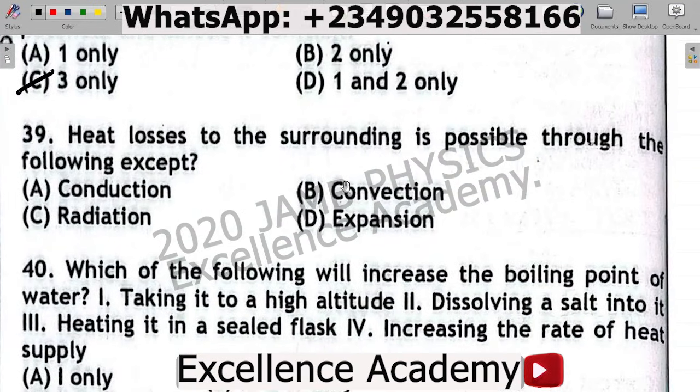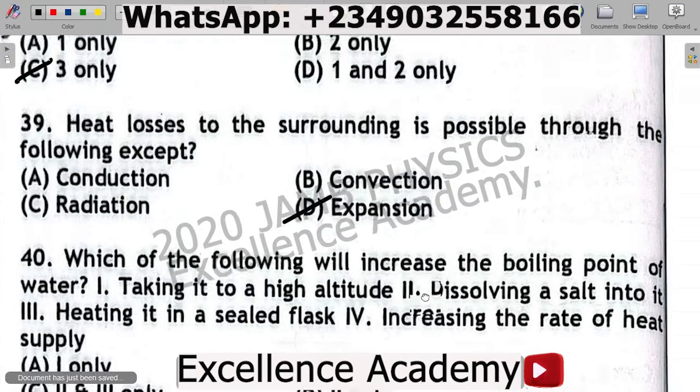Question 39. Question 39 says, heat losses to the surrounding is possible through the following except A. Conduction, B. Convection, C. Radiation, D. Expansion. Of course, generally, when we talk about heat losses to surrounding, it's possible through 3 major ways: conduction, convection, and radiation. So the exception there is D, expansion. So expansion is the correct answer.